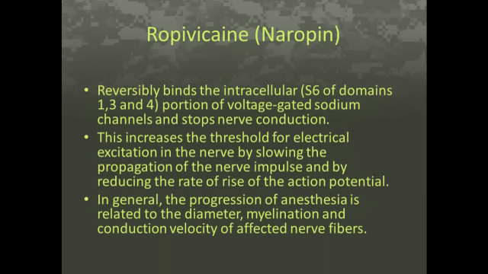When administered, it reversibly binds to the intracellular portion of voltage-gated sodium channels, segment 6 of domains 1, 3, and 4. This increases the action potential thresholds for electrical excitation in the nerve, thus slowing the propagation of the nerve impulse. In general, the adequacy of anesthesia is related to the ability of the local anesthetic to penetrate nerve fibers and is based upon the diameter, myelination, and conduction velocity of nerve fibers.